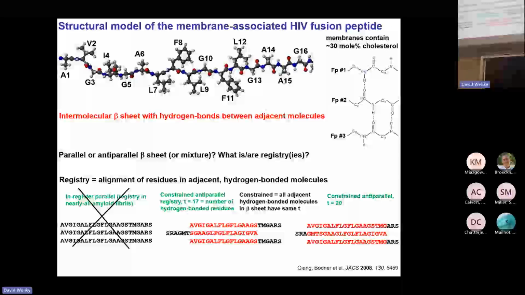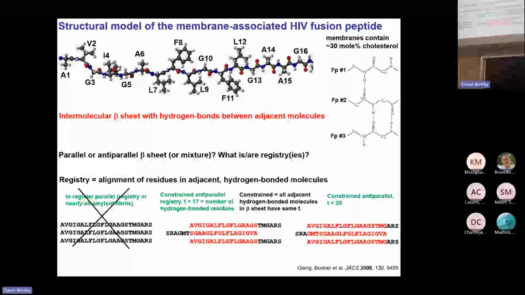Me and a couple different graduate students really focused at first on this in-register parallel beta sheet structure, and that's because there were many NMR data on amyloid fibrils, which are also intermolecular beta sheets. These are what's deposited in the brains of people with neurodegenerative diseases like Alzheimer's, Parkinson's, Huntington's, etc. Those amyloid intermolecular beta sheets are always in-register parallel. In many experiments, we don't actually have any in-register parallel. We have completely anti-parallel beta sheets.